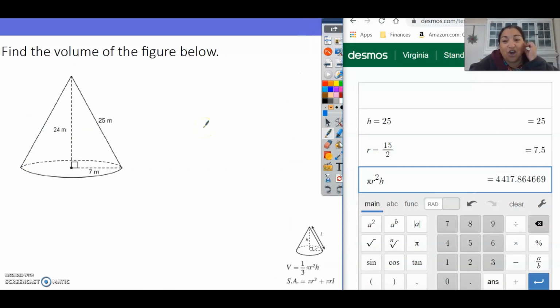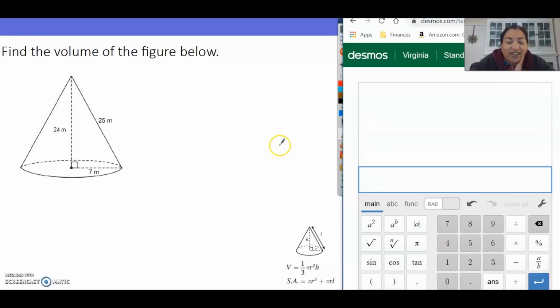Now we're looking at cones. So I'm going to come over here and clear Desmos. And this one, we always have to read it, wants the volume of the figure below. So let's look right here. Volume is that formula there. And let's try to label all our parts.